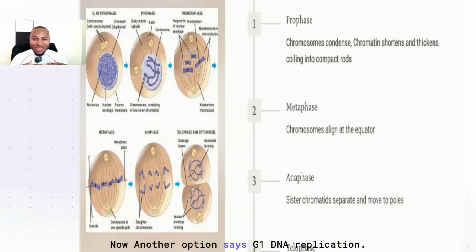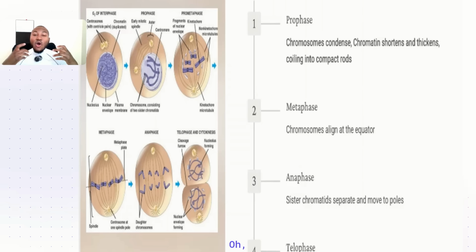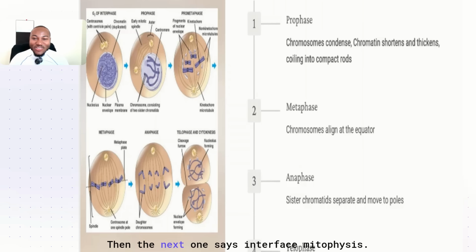Now, another option says G1, DNA replication, that's S, G2, the sequence follows, then mitosis. That's it. This is correct. Then the next one says interphase, mitosis. That follows. The next one says G1, S, G2, mitosis. It follows.